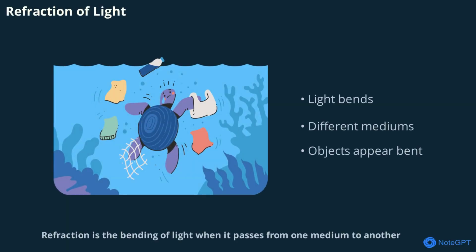Refraction is the bending of light when it passes from one medium to another, such as from air to water. This change in direction happens because light travels at different speeds in different materials. Refraction explains why objects like pencils appear bent when placed in water.